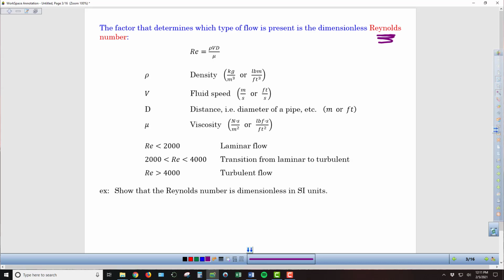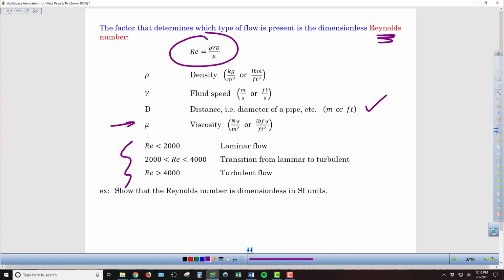The Reynolds number is a way that we can quantify the characteristics of a fluid flow and categorize it as either being laminar, in transition from laminar to turbulent, or turbulent, based on its numerical value. The way we calculate the Reynolds number is by taking the density, multiplying it by the fluid speed, and then times the distance, which is really referring to the diameter of the pipe or whatever the fluid is flowing through, and then dividing it by mu, the Greek letter, which represents the viscosity discussed earlier.